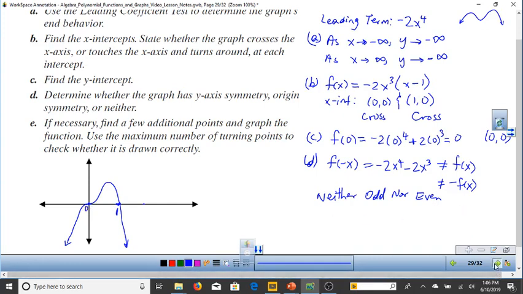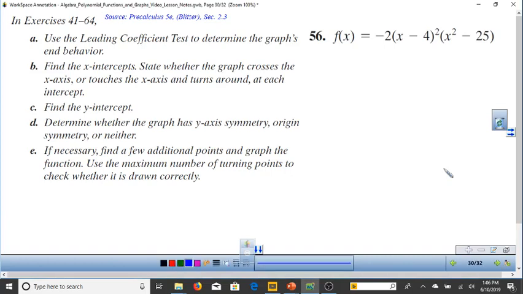Let's move on to our next example. Our next example is f of x equal to negative 2 times x minus 4 squared times x squared minus 25. Now this looks like it's already factored out, but not quite. In reality, if we factor it out properly, you'll get negative 2 times x minus 4 squared times, this is a difference of squares, x minus 5 times x plus 5. Now that is factored out.